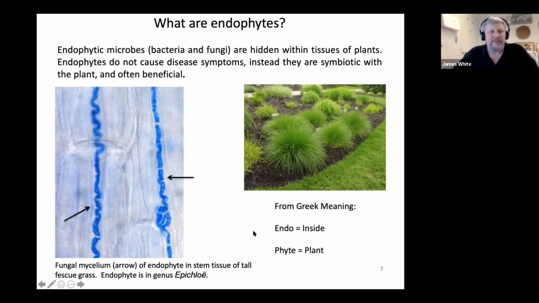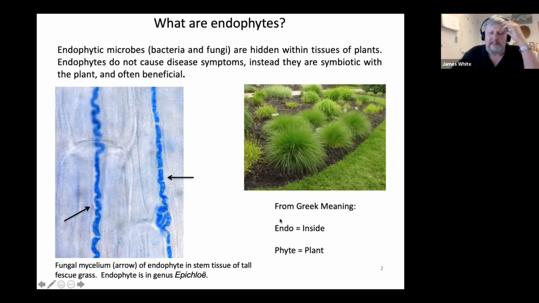Endophytes are any microbes that go into a plant. The only important thing is they don't cause disease. And you may have heard of endophytes with turf grasses. You've got a fungal endophyte in certain grasses or forage grasses, and it's inside the tissues. You don't see it unless you have a microscope. And this actually shows an image of one of these fungal endophytes in a grass plant.